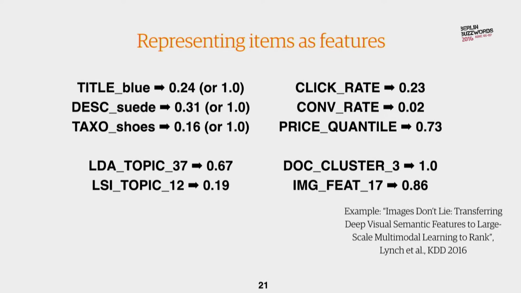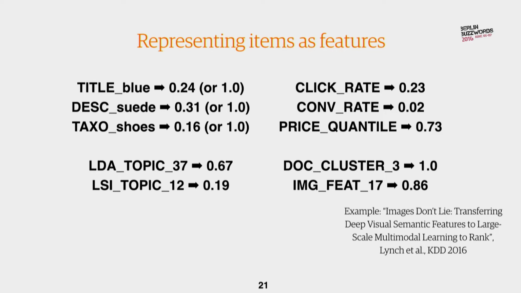You can also use metadata like historical click rates or conversion rates, or pricing information. Or if you want to get a bit more sophisticated, you can pre-process the items with, say, a topic modeling algorithm like LDA or LSI, or a clustering algorithm, or even a neural network, and then include the outputs of those algorithms as features to represent attributes of the document.